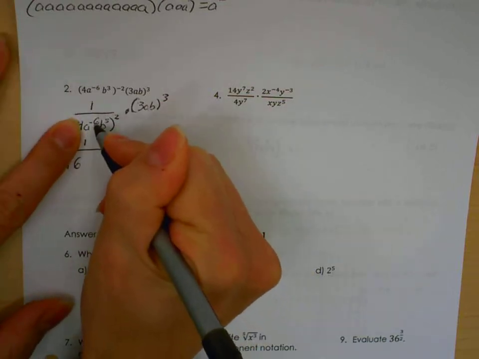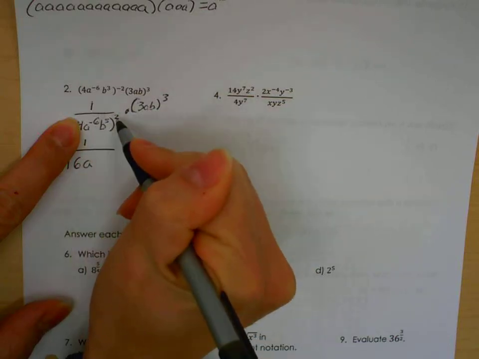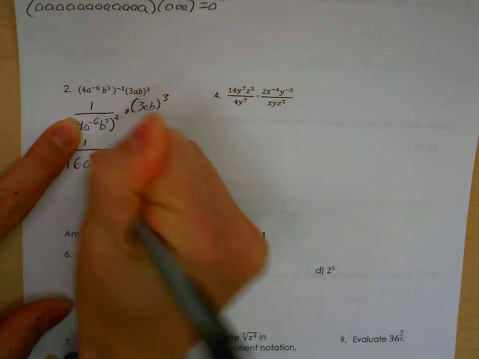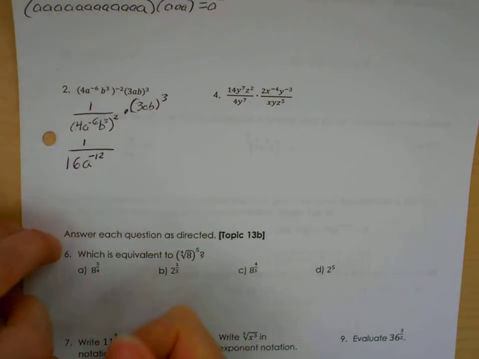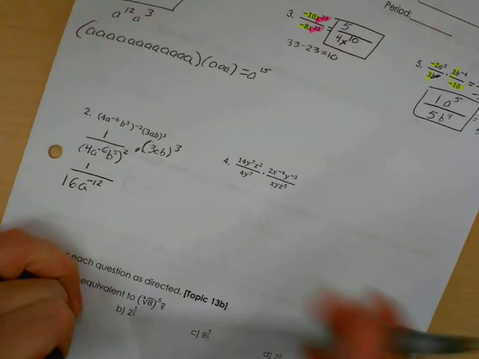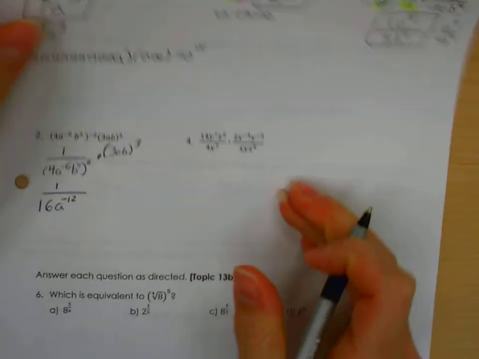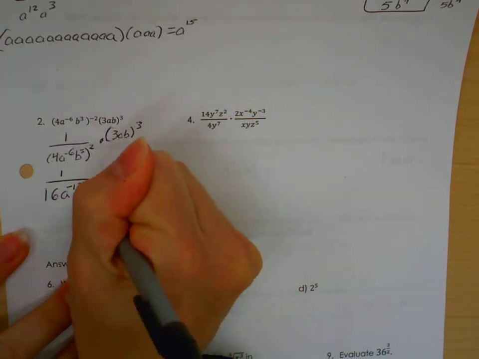Here, a to the negative 6 squared, power to a power, means I'm going to multiply. So negative 6 times 2 is negative 12. And then my last one, I have b to the 3rd squared. So again, power to a power means I'm going to do 3 times 2 is 6. So b to the 6.